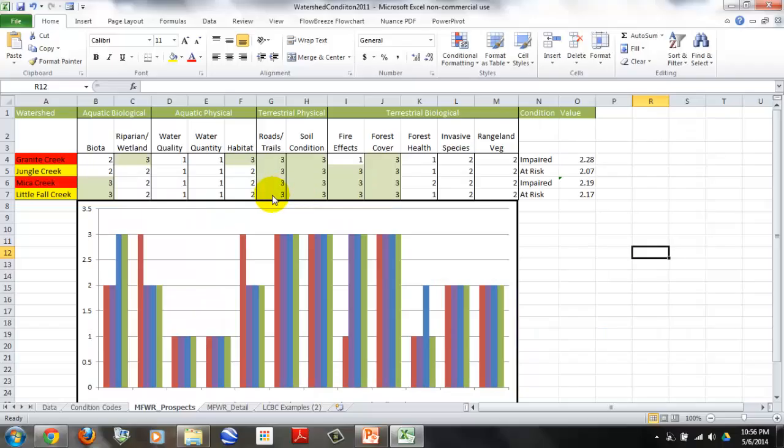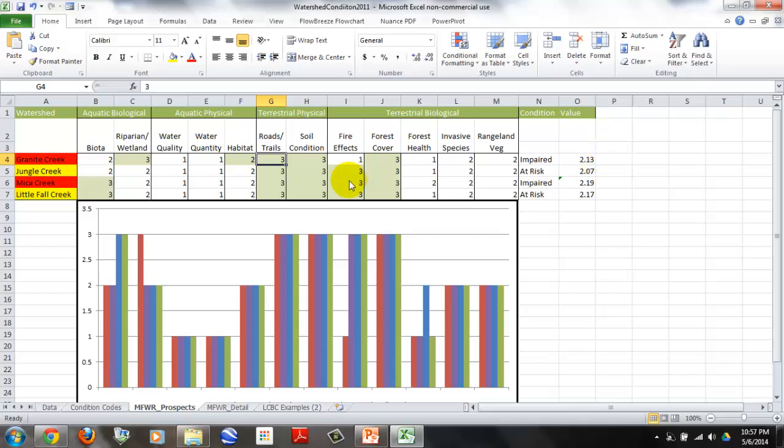So let me just give you an example so you can kind of get an idea. Keep your eye on the value here that determines the watershed condition over on the right. For Granite Creek, it was 2.28, and put it into the impaired condition. If we're able to improve habitat, which would primarily be the improvement of stream crossings from a poor condition to a fair, that would improve the condition calculation to a 2.13.